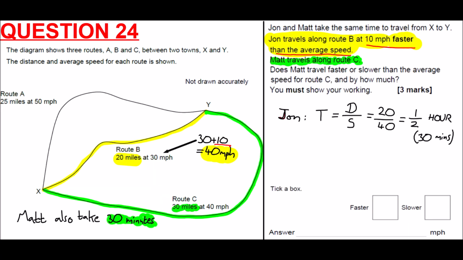So for Matt, the speed he's going to be travelling at will be the distance divided by the time. Now the distance for route C is 30. Now the time we've got here is 30 minutes. So just be careful, this isn't hours, this is now minutes. So if we're putting minutes in, we'll get a unit involving minutes out. 30 divided by 30, any number divided by itself is 1. So that's going to be 1 mile per minute. Not mile per hour, but 1 mile per minute.